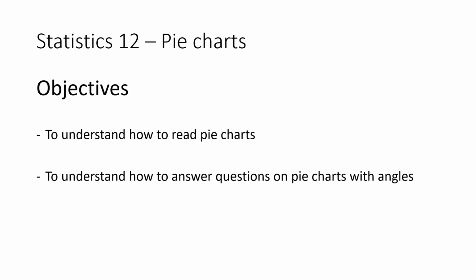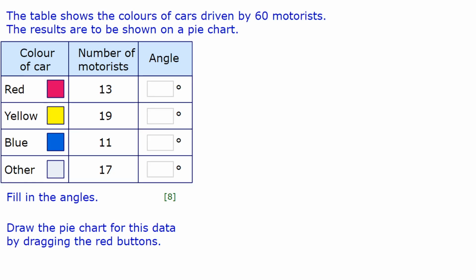What's up guys? As promised in the last video, we're going to talk about pie charts in a little bit more detail, such as this question. We're told that the table shows the colours of cars driven by 60 motorists, and here are the results, so fill in the angles. Okay, so the first thing we need to do is find the total, which is 60.